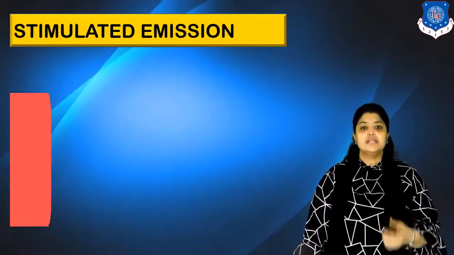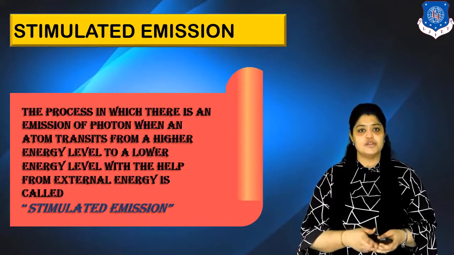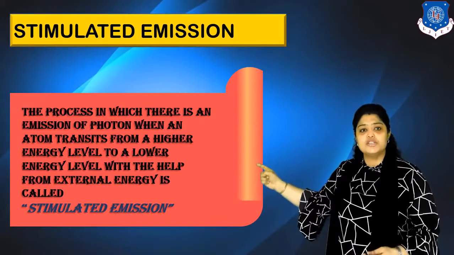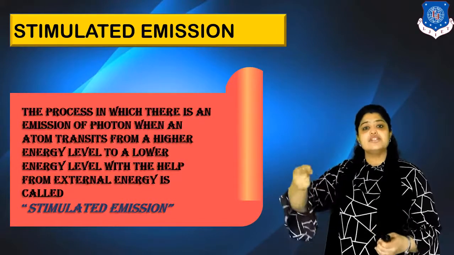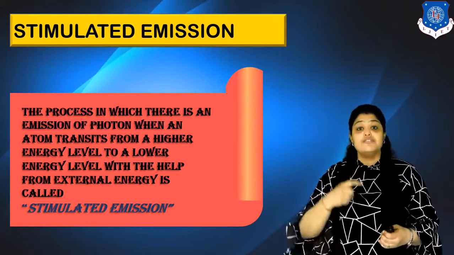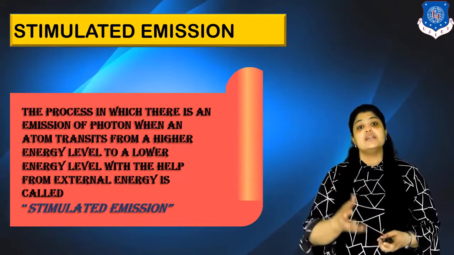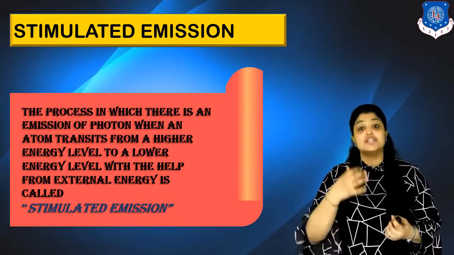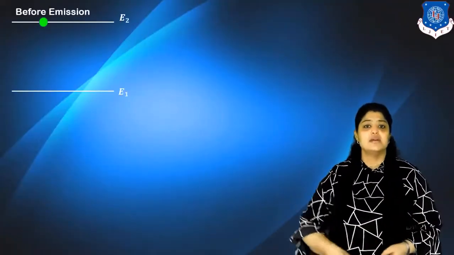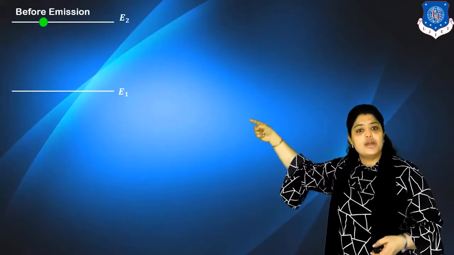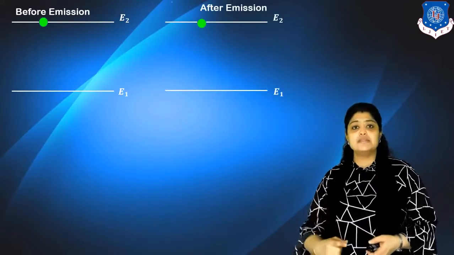Now let us move on to the third and the last process defined by Einstein, which is known as stimulated emission. This is a process in which there is an emission of a photon when an atom transits from a higher energy level to a lower energy level with the help of external energy. So it is actually taking help from external energy and then the emission process is taking place. Let's see how this happens. So this is the situation before emission. The atom is in the excited state. Now let's see what happens next.